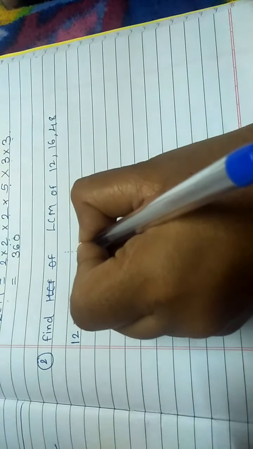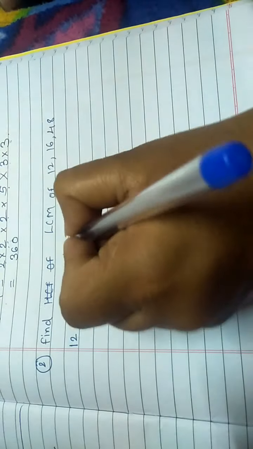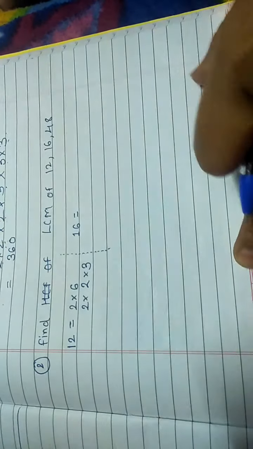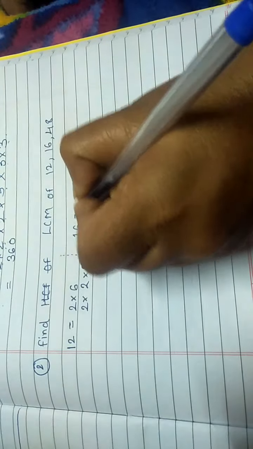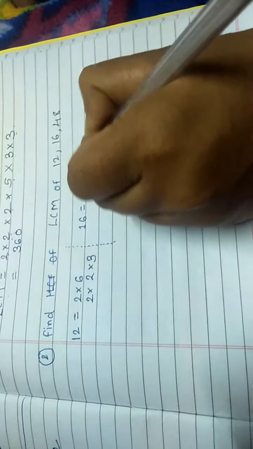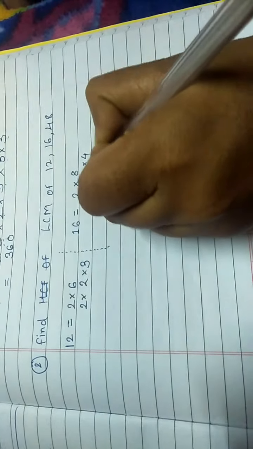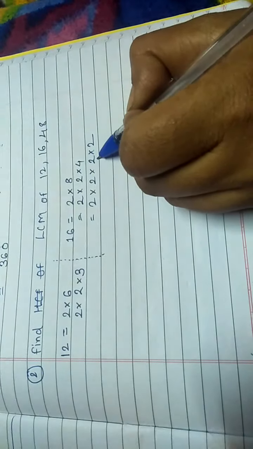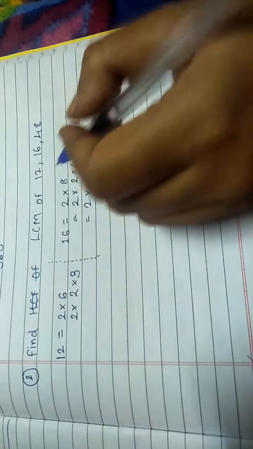Now next we are going to find out the prime factors of 16. If you do not have space you can write them downstairs also. So see 2 into 8, then 2 into 2 into 4, 2 into 2 into 2 into 2. See you can verify: 2 2s are 4, 4 2s are 8, 8 2s are 16.